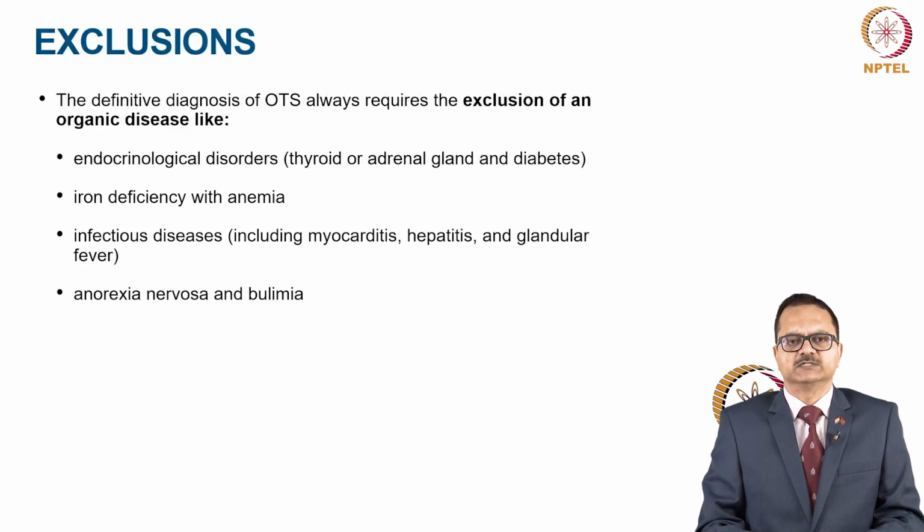The definitive diagnosis of overtraining syndrome always requires an exclusion. You have to exclude an organic disease like endocrinological disorders, thyroid, adrenal gland, and diabetes, iron deficiencies, infectious diseases like myocarditis, hepatitis, glandular fever, and diseases like anorexia nervosa and bulimia, which are eating disorders. To diagnose a case of OTS, you must always exclude these diagnoses first. That means the patient has to be tested for these diagnoses also.